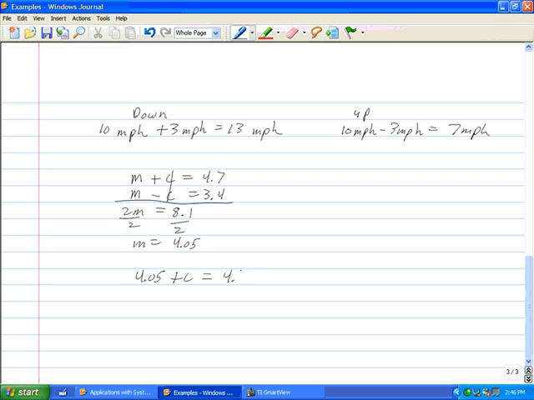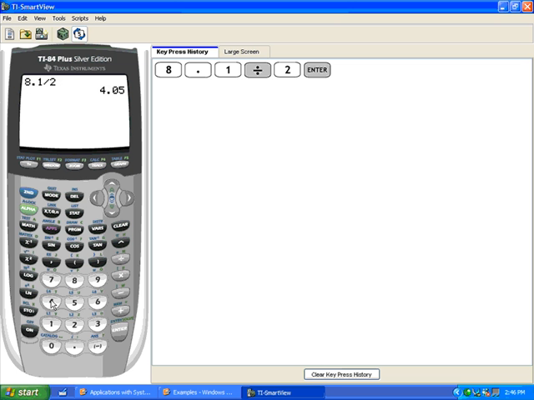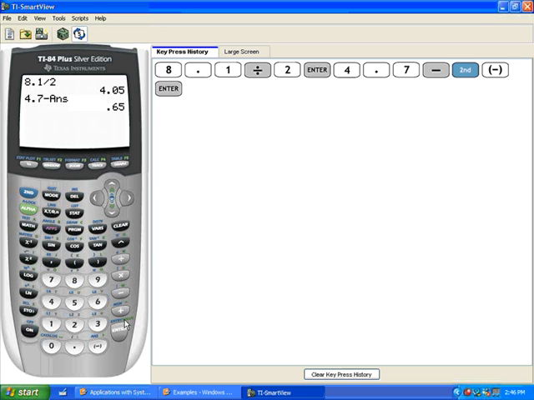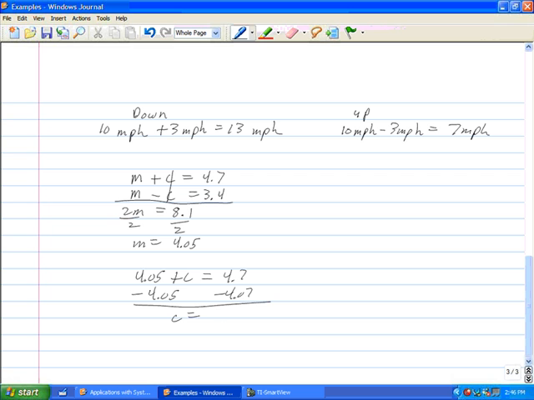And I could plug that easily back in and find the current. I'll subtract off the 4.05. That tells me the current is going to be 4.7 minus that answer, which is 0.65 miles per hour. So that's the way you'll handle all problems involving current and airspeed.